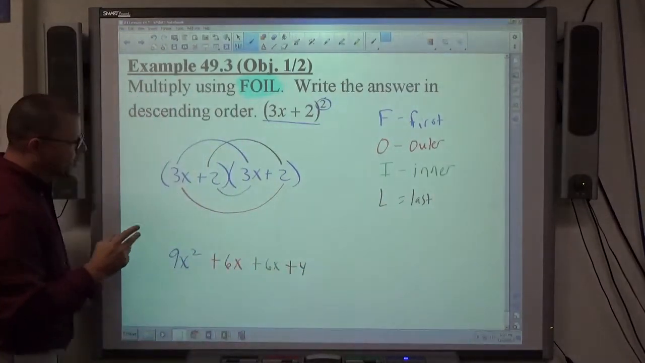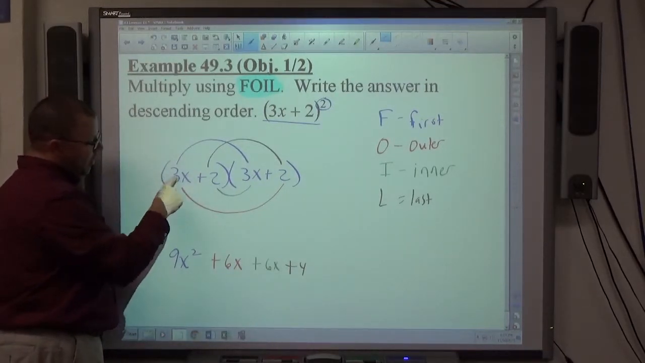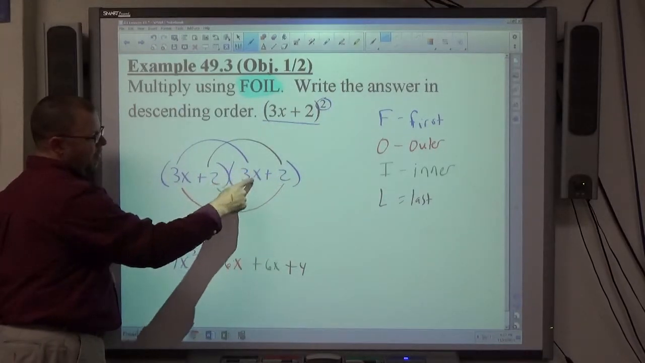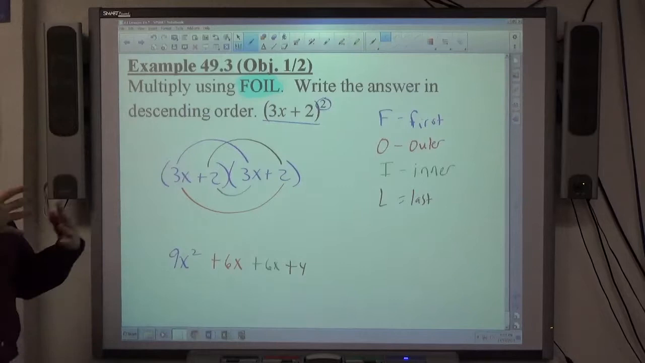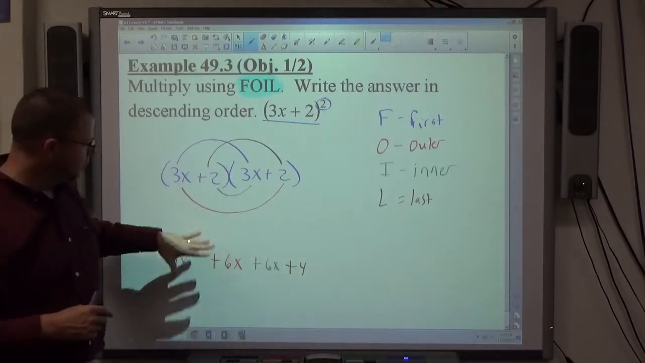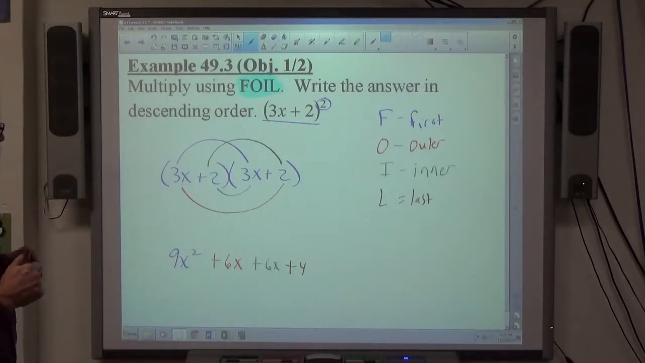Just to take a look real quick, imagine back to the distributive property problem. 3x got multiplied by 3x, 3x got multiplied by 2. 2 got multiplied by 3x, 2 got multiplied by 2. It's just another way to do the distributive property. It's just maybe a little bit more, I guess, procedural there. Sometimes it makes sense.